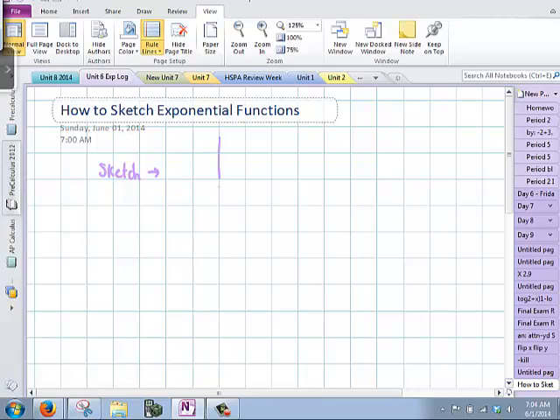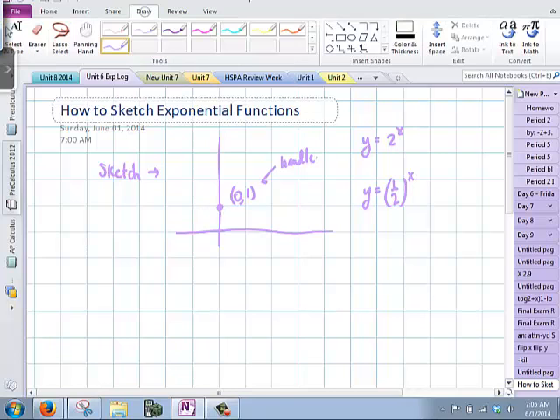So when we look at an exponential function, every exponential function, for example, y equals 2 to the x or y equals 1/2 to the x, will go through the point 0, 1. That will be called our handle. And an exponential growth function is characterized by a base value greater than 1. That will signify growth.